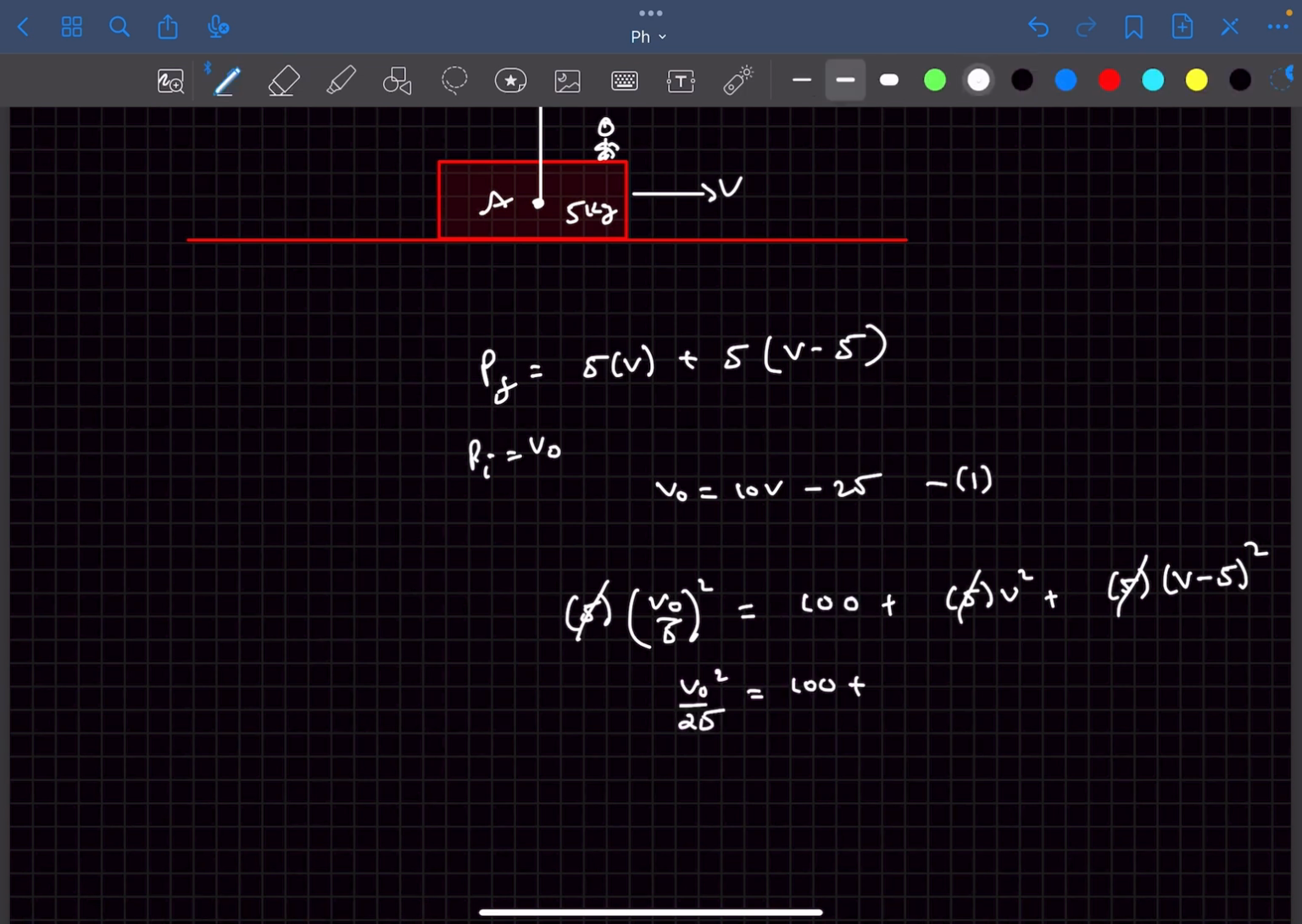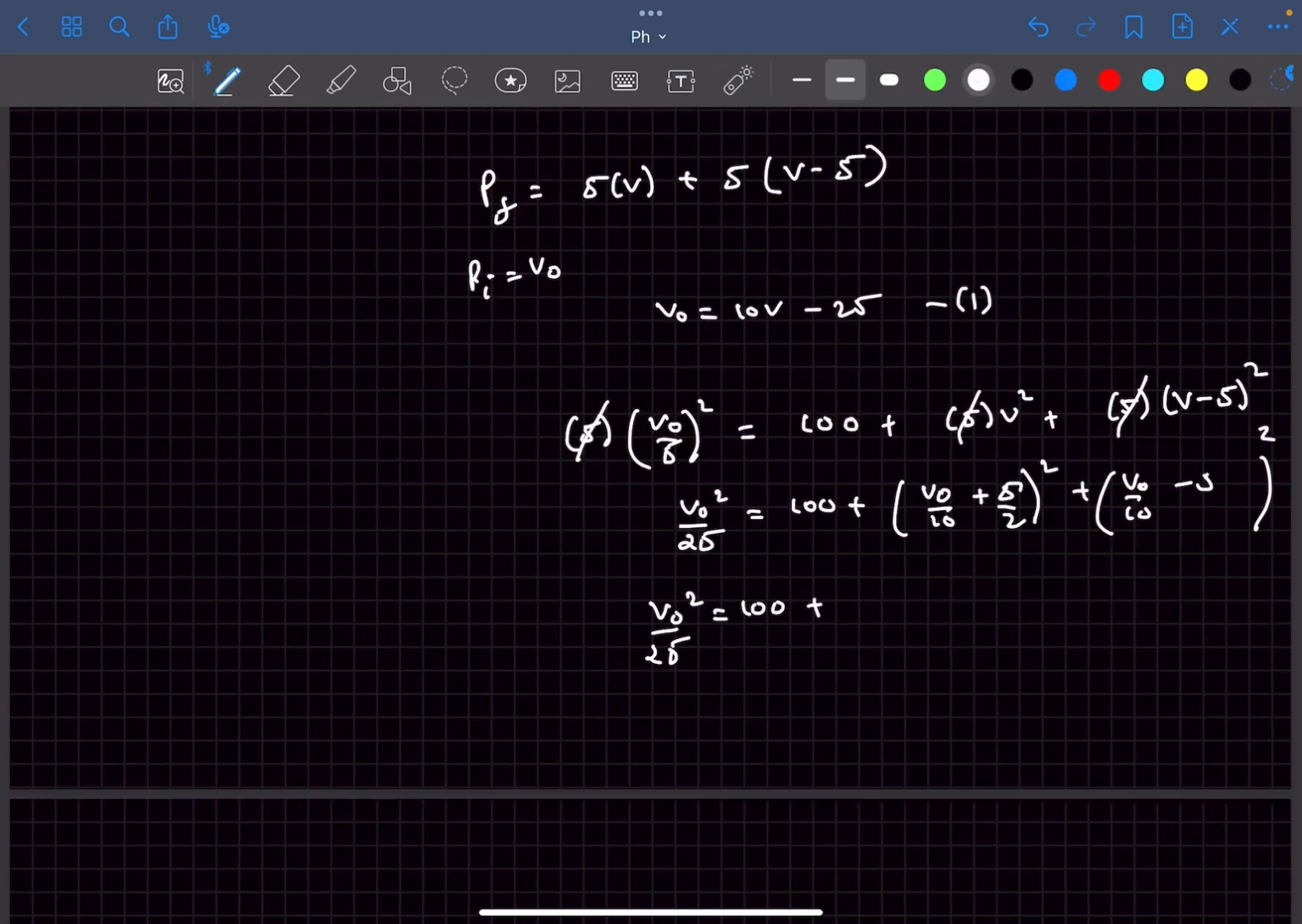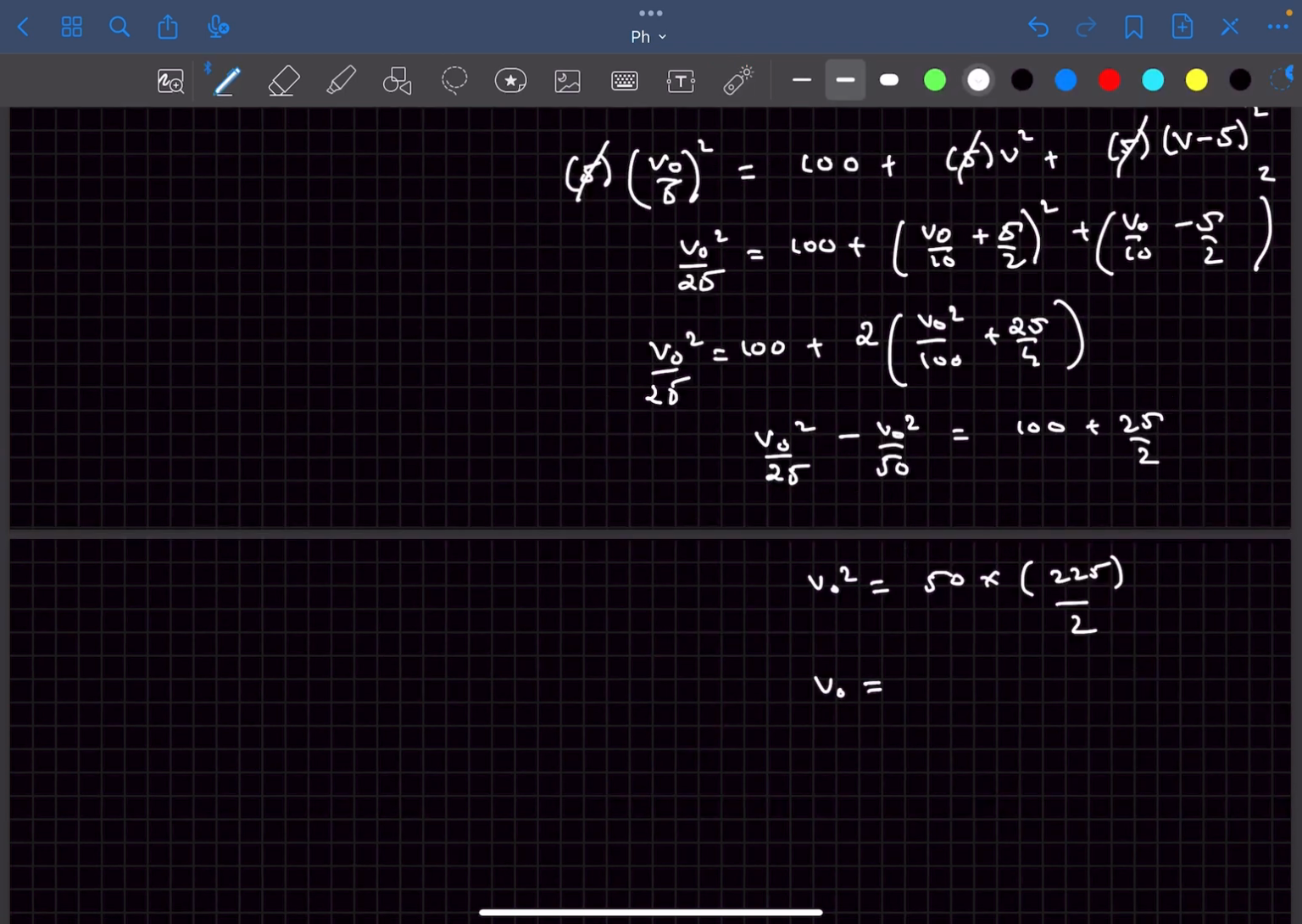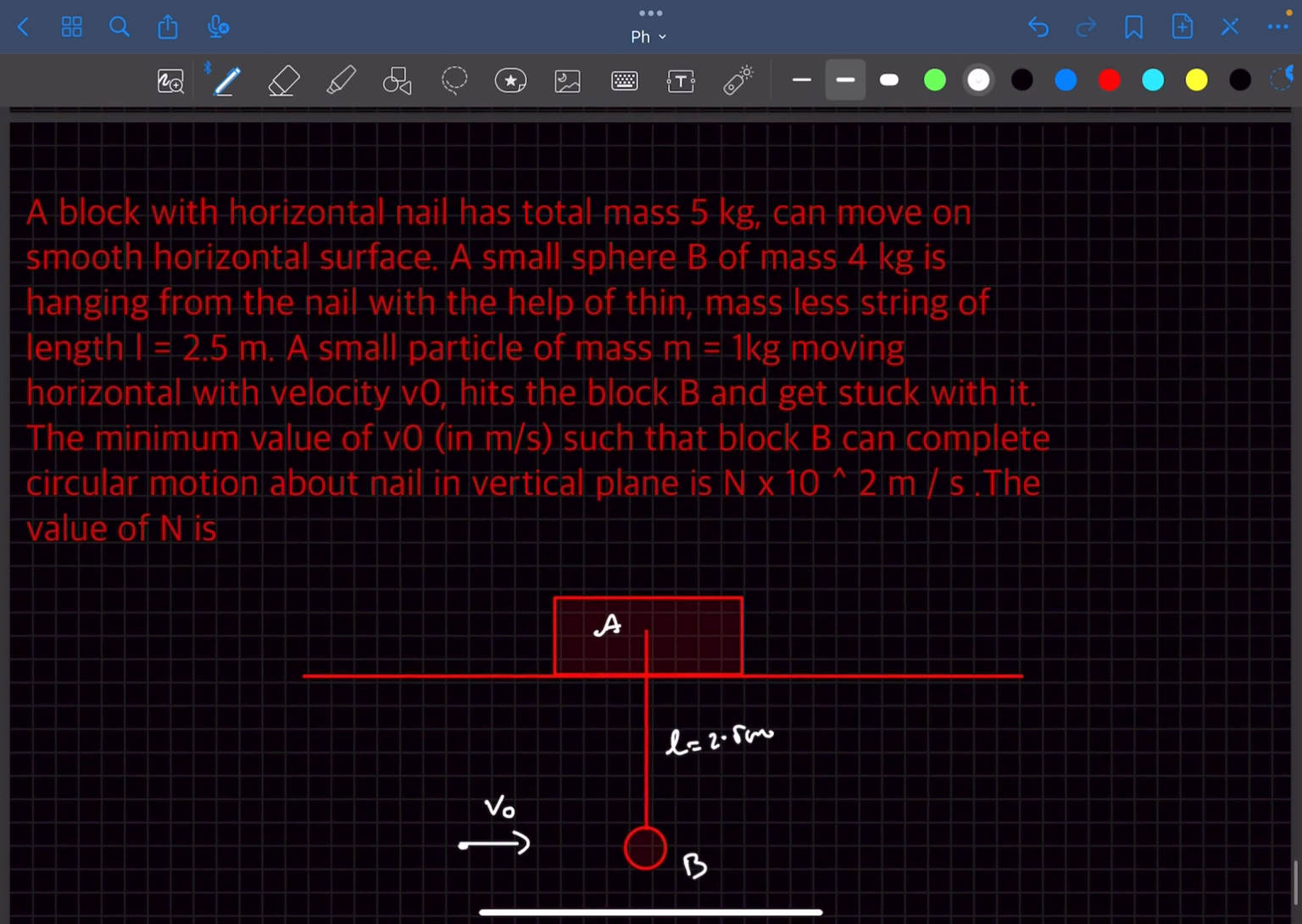Now we can substitute for V from this equation. So as you can see, this is A plus B the whole square and this is A minus B the whole square. So the 2AB term will get cancelled out. So from here, V0 will come out to be 5 multiplied by 15. That is going to be 75 meters per second. So if we want to write it in this form, it'll be 0.75 times 10 squared. So the answer for N is 0.75.